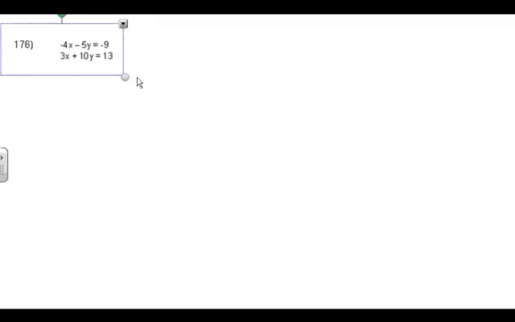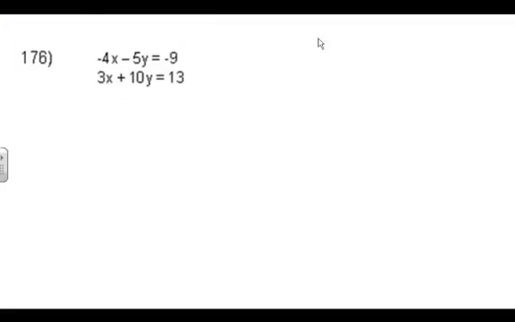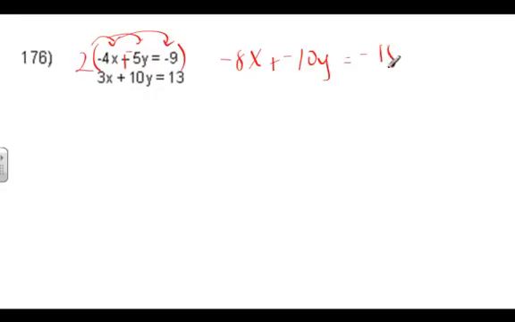Okay, all right. Which one am I going to get rid of? The y's, because I have 5 and 10. Those are factors and multiples of each other. So I'm going to multiply by 2, right? So I'm going to do my same change switch. All right, just got to do everything. So that's going to be negative 8x plus negative 10y equals negative 18. The other one is still the same, so 3x plus 10y equals 13.